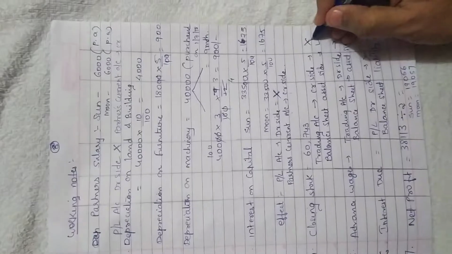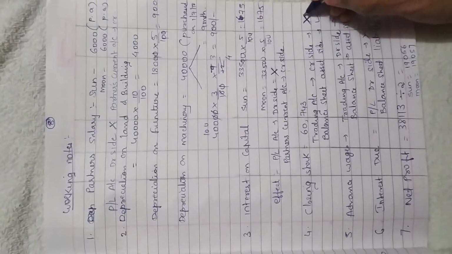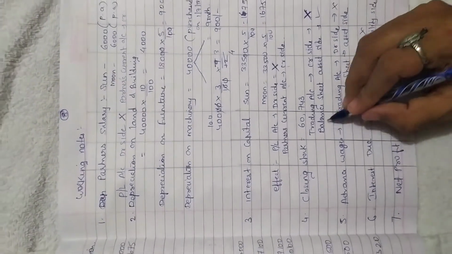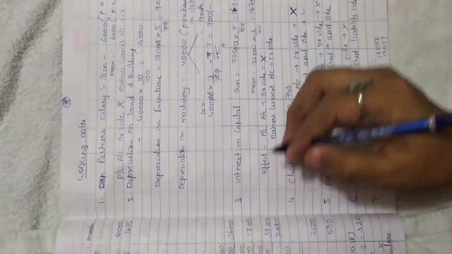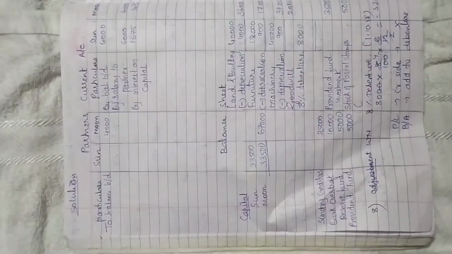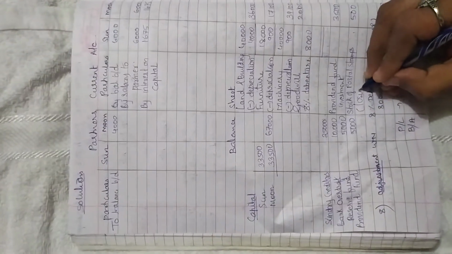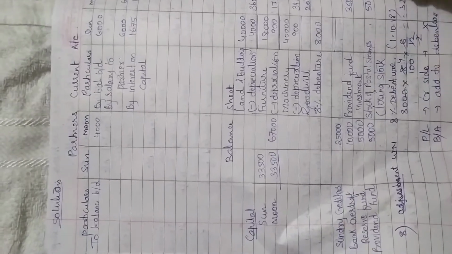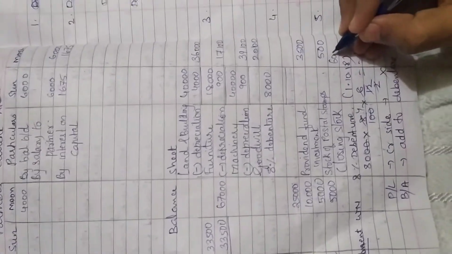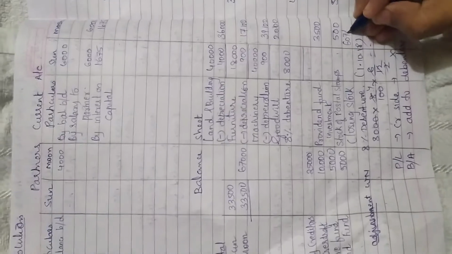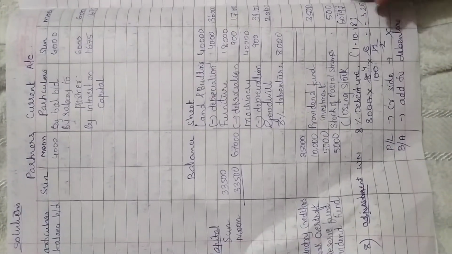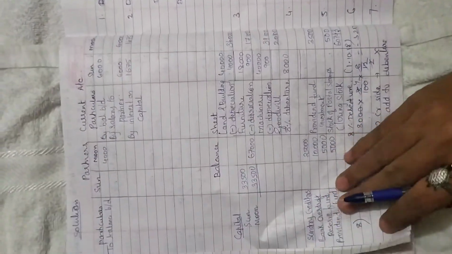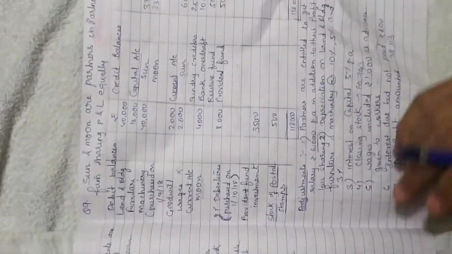The first effect we are not going to post, as we are not going to prepare a trading account. Second effect, balance sheet asset side. So in the balance sheet asset side, you write here closing stock, which is 60,743. This was the fourth adjustment.